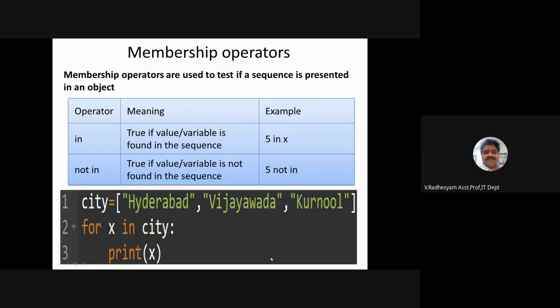Here you need not specify the X also, because no variable and no data type needs to be specified. You can use it directly. But here the operator is in. These two operators, in and not in, are called membership operators, which you don't see in C programs.